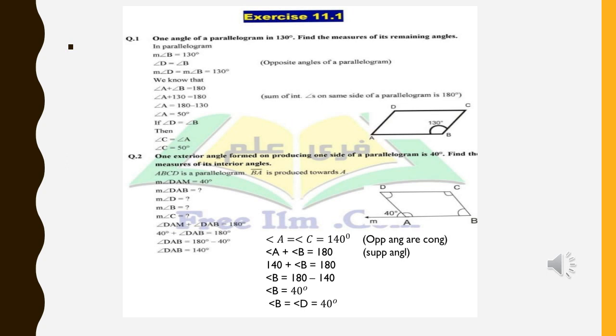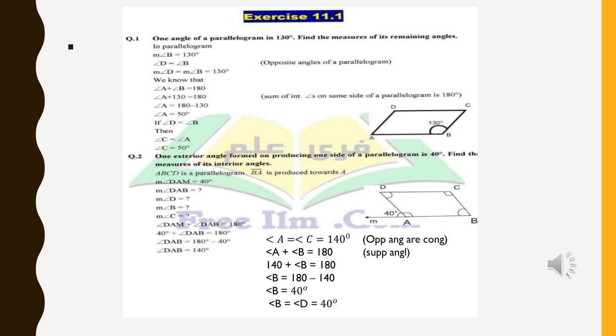Now, students, again apply the property that opposite angles are equal. Which angle is opposite to angle A? Angle C is opposite to angle A. Angle A is equal to 50 degrees, so angle C will also be equal to 50 degrees. Now let us move toward the next question.